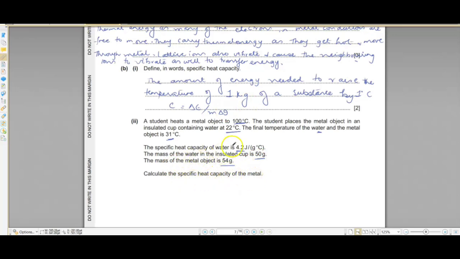Okay. So we've been given the specific heat capacity of water. We've been given the mass of the water as well. We've been given the temperature of the water and the final temperature of the water and the metal as well. So the first thing that we need to do is write metal and water.